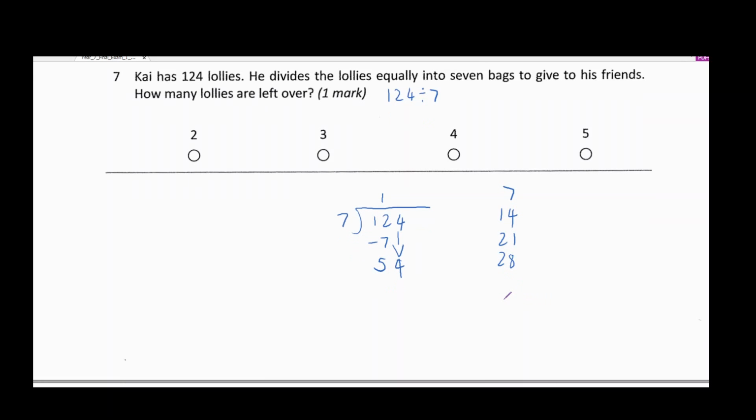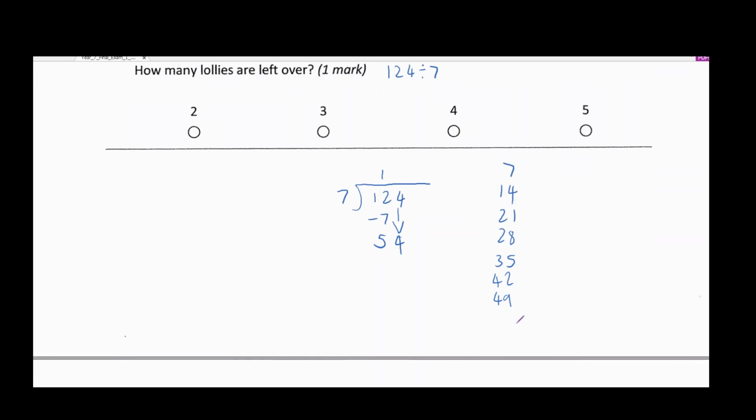So we've got 7, 14, 21, 28, then 35, then 42, then 49, then 56. So it goes into 54 seven times.